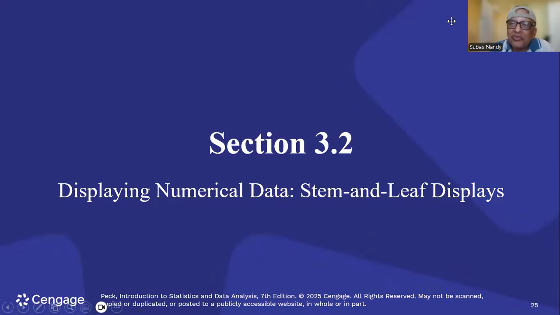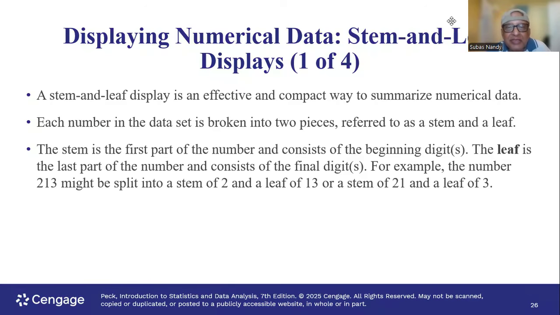Okay, so as I told you, so far we have been dealing with qualitative, categorical data. Now we are going to deal with quantitative data or numerical information. And the method that we will discuss today is stem and leaf. That's one way of displaying numerical data or representing the data in figures. So here it is. Stem and leaf displays an effective and compact way to summarize data.